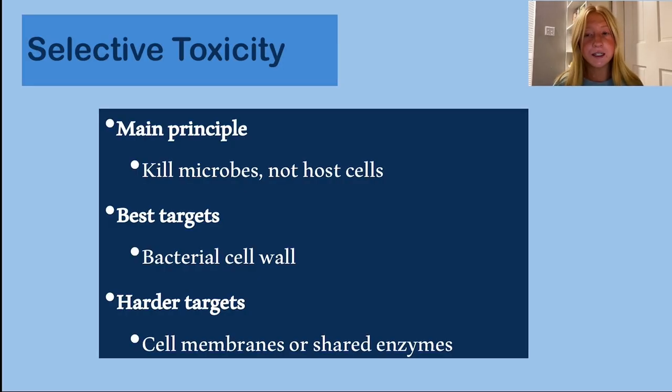So, selective toxicity means that the drug only harms the pathogen and not us. The best example of this is penicillin. It attacks the peptidoglycan walls in bacterial cells, and this is something that humans don't have. But there are drugs that hit cell membranes or structures that are shared between pathogens and humans, so they can also harm human cells and will result in more side effects. So basically, the more different the microbe is from us, the safer it is for us to use.